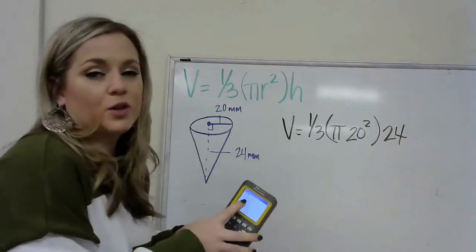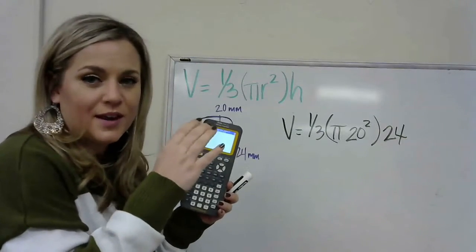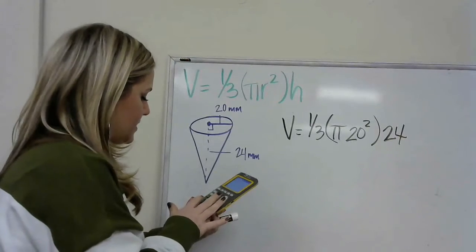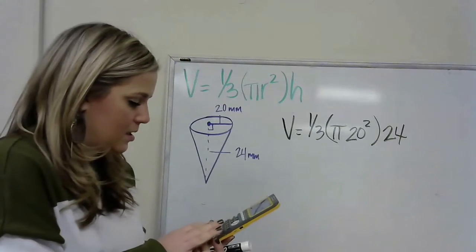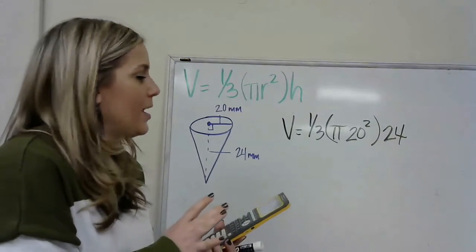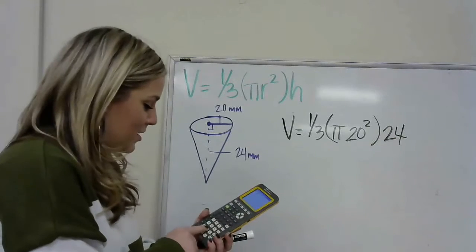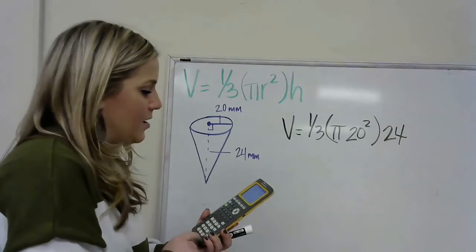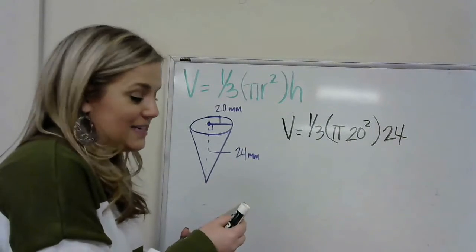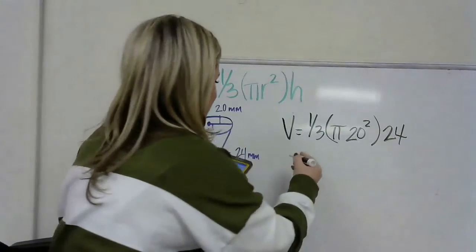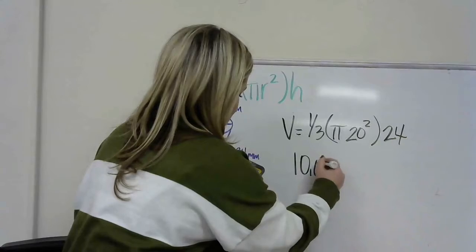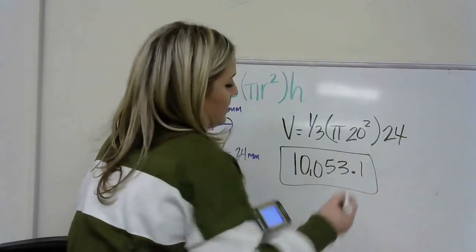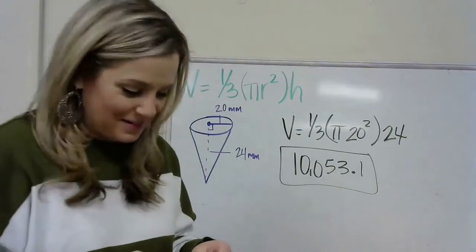Okay. Plugging it in. All right. 1/3, and I do put the 1/3 in parentheses. 1 divided by 3, close parentheses. Just makes it easier. Second pi, sorry, I had a little brain fart right there. 20 squared and 24. And I got 10,053 and 1/10. That's a big volume.